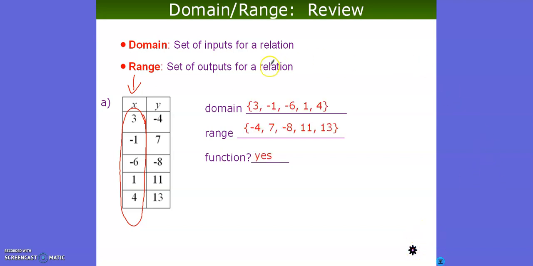And your domain is the set of x values. So we start off with these curvy little braces and list our domain: 3, -1, -6, 1, and 4. And then for the range, we go ahead and list the y's in the same way with those little braces.